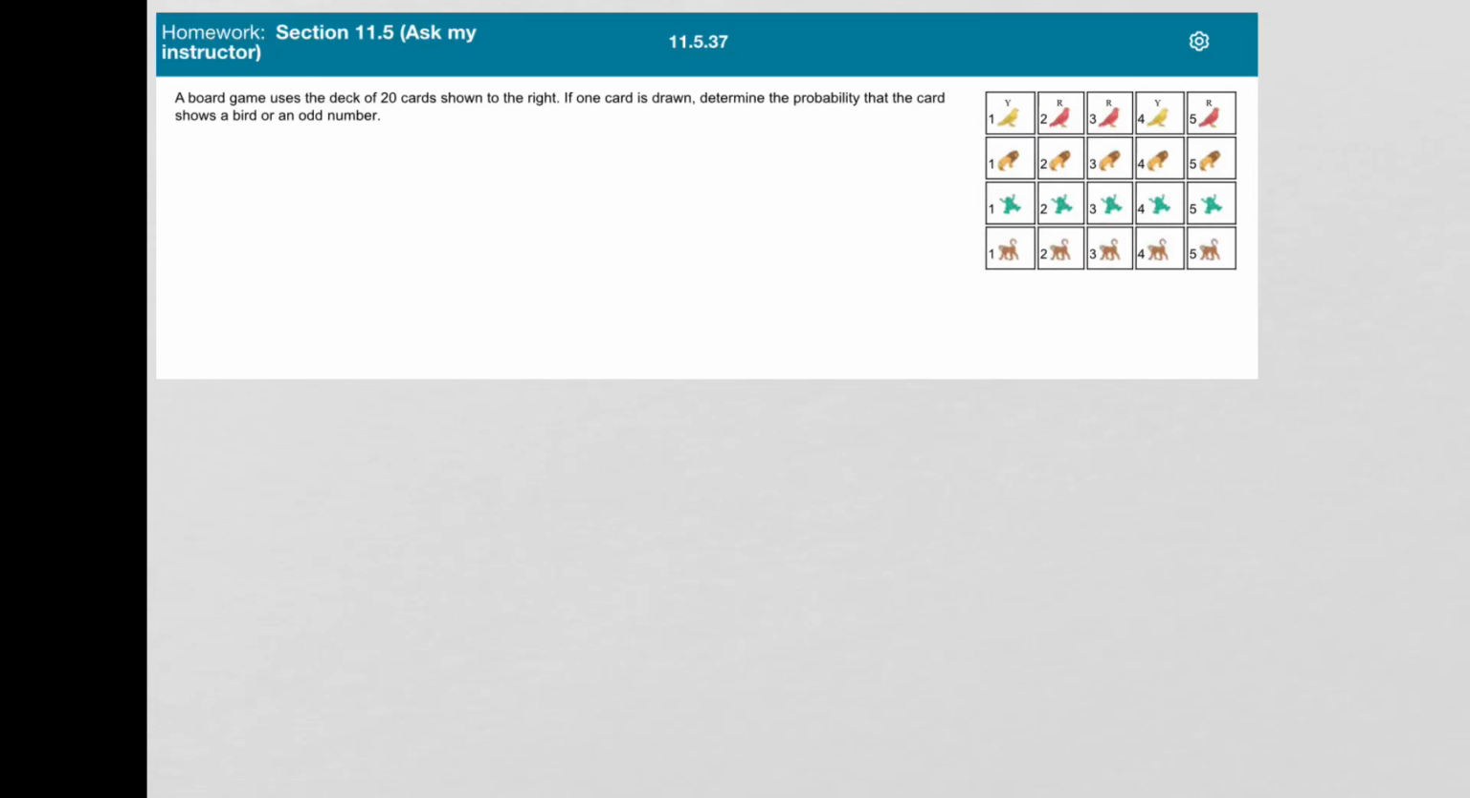In this problem, it says that a board game uses the deck of 20 cards shown on the right, and we want to determine the probability that if one card is drawn, that the card shows a bird or an odd number. So I'm going to calculate the probability of a bird or an odd number.